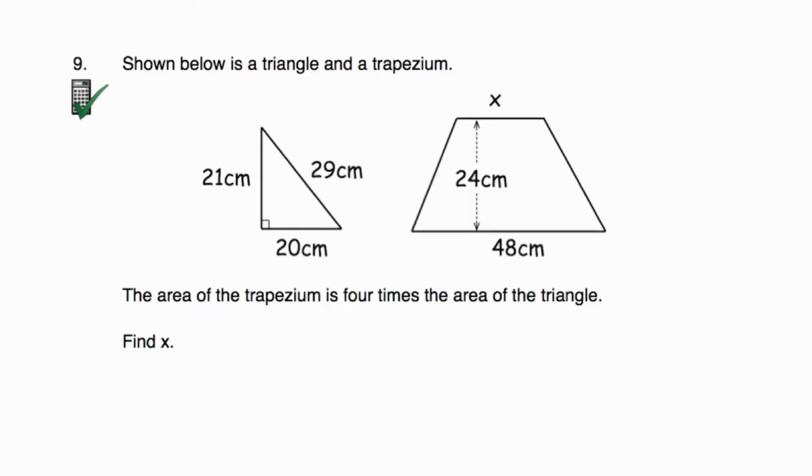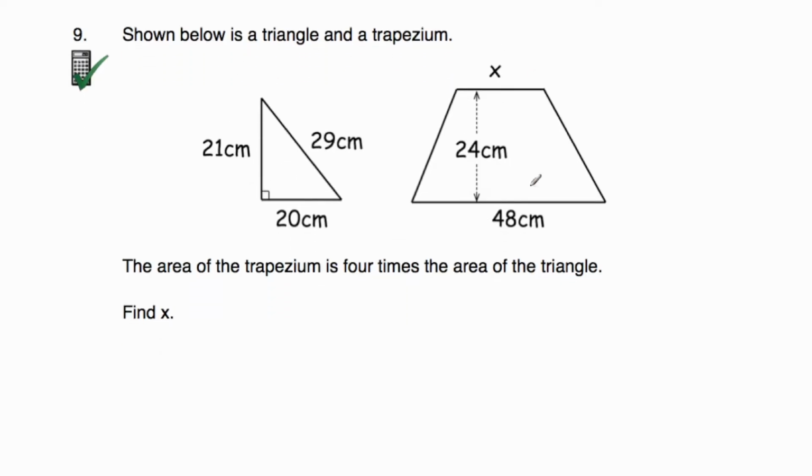Question number 9. We've been given a triangle and a trapezium, and we're told that the area of the trapezium is 4 times the area of the triangle. Find x. We can work out the area of the triangle to begin with because we know the base and the height, so we can do half the base times the height. Then we can use that to find the area of the trapezium, and then we can find x.